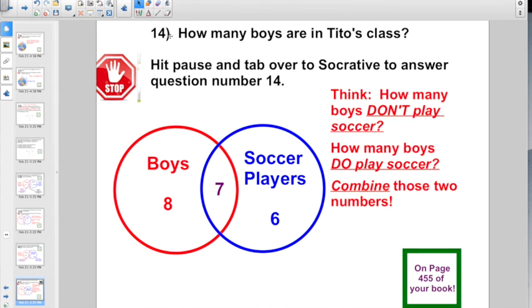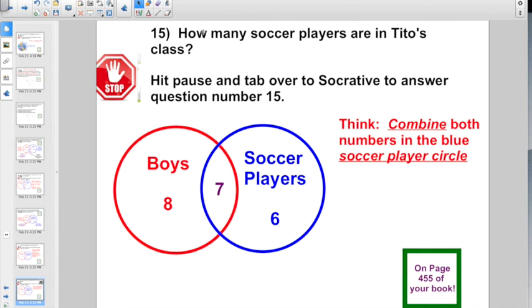So, question number 14. How many boys are in Tito's class? Well, something to think about. How many boys don't play soccer? How many boys do play soccer? Combine these two numbers. Hit pause, tab over to Socrative to answer question 14.